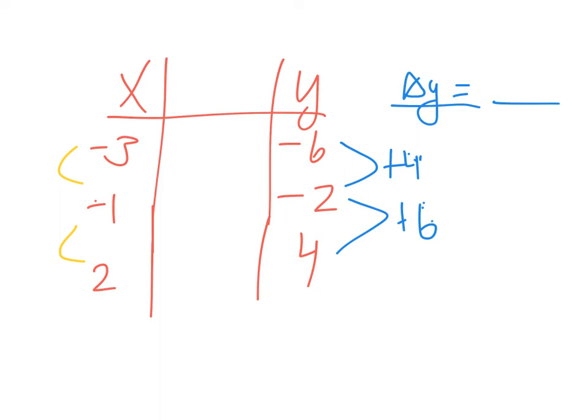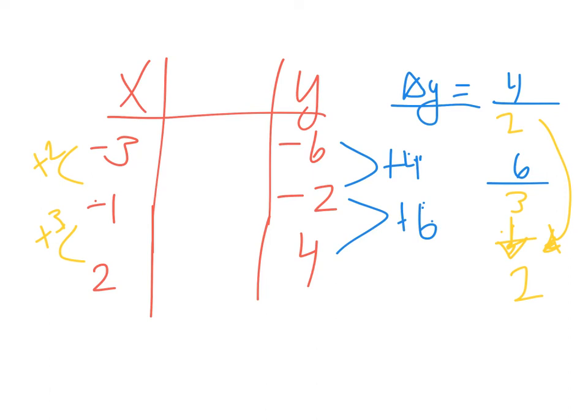So we could choose one, but let's look at the other side as well. Let's look at the change in x. Negative 3 to negative 1 is a plus 2. Negative 1 to a positive 2 is a plus 3. So both of these ratios are equivalent, which means that if I took 4 and divided it by 2, or I took 6 and divided it by 3, both of these answers would come out to a slope of 2.